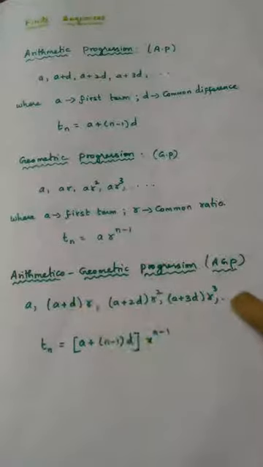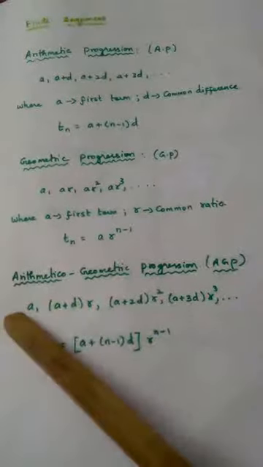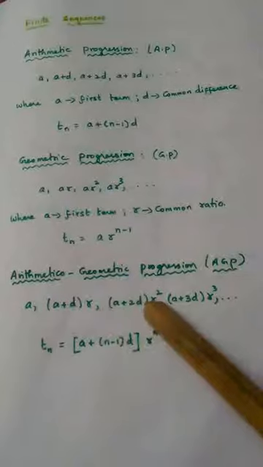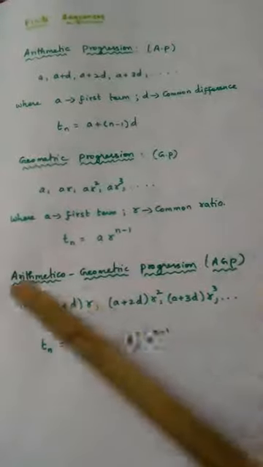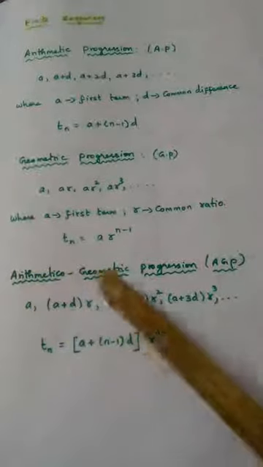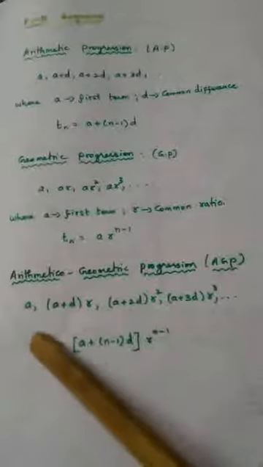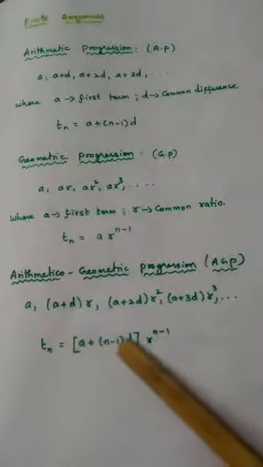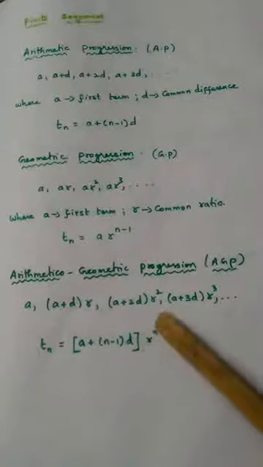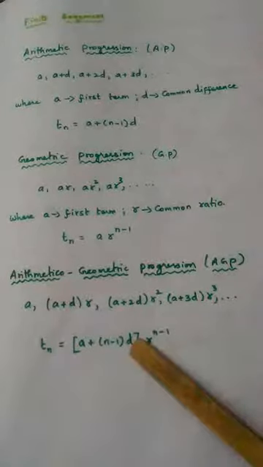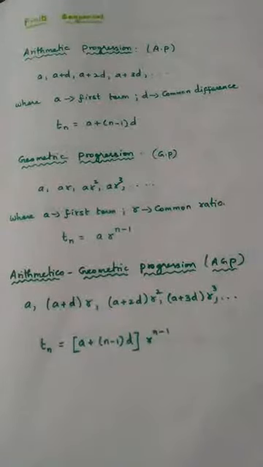So this is a new type of sequence that we learn. A is the first term, (a plus d) into r is the second term, (a plus 2d) into r square is the third term, like that it goes on. So this type of sequence is called arithmetico-geometric progression. The general term of which is given by Tn is equal to (a plus (n minus 1) into d) into r power n minus 1. I repeat, this is called the nth term or general term of arithmetico-geometric progression.